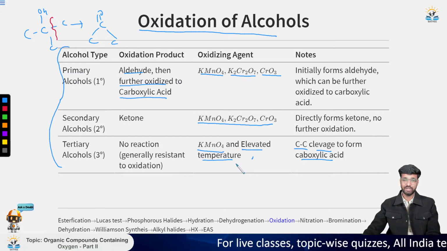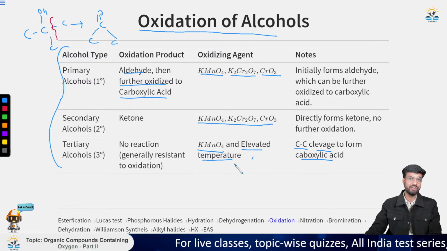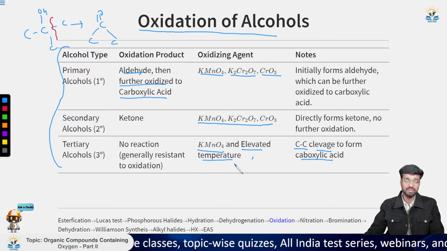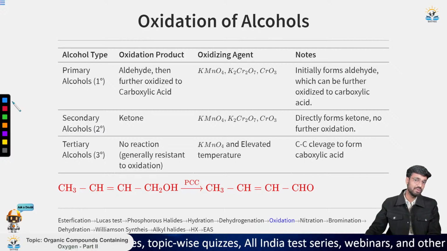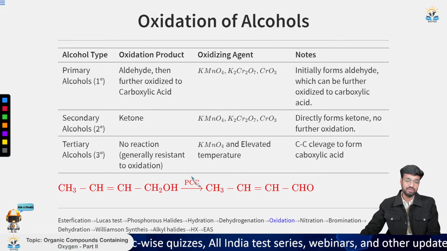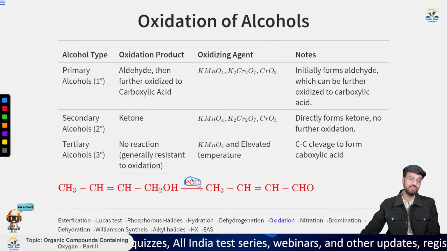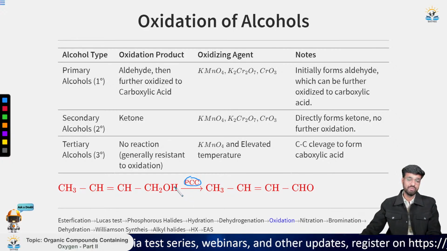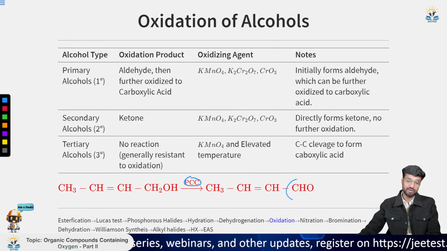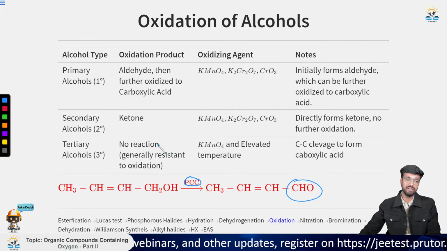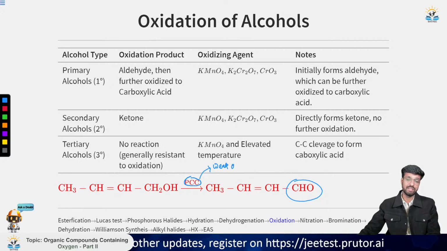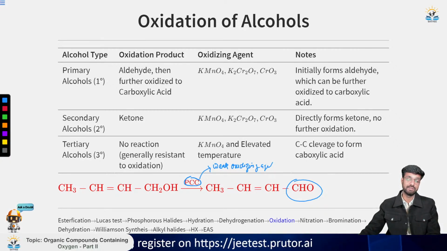Now let us move on to a weak oxidizing agent as compared to CrO3 or KMnO4, that is PCC. What is the use of PCC? This PCC is important because if you react an alcohol, or an allylic alcohol, with PCC, it will form aldehyde only. It is a weak oxidizing agent.